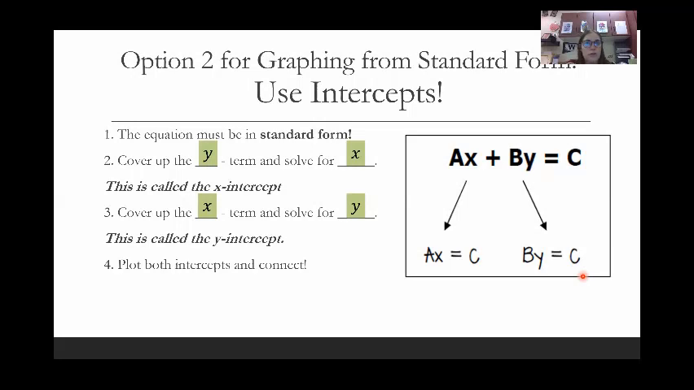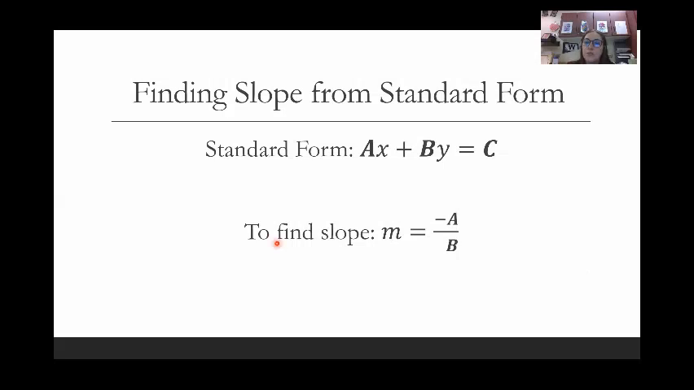And then if we're going to graph this, we would plot both the intercepts, one on our x-axis, one on our y-axis, and then connect our points. And then we have a line. But before we graph, we're going to look at how to find them from the equation, and then also how to find slope. To find the slope of an equation in standard form, we use this formula that says m equals negative a, so negative of the first number in front of x, divided by your b value.